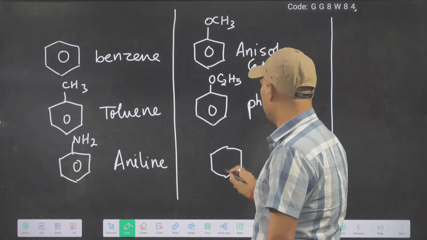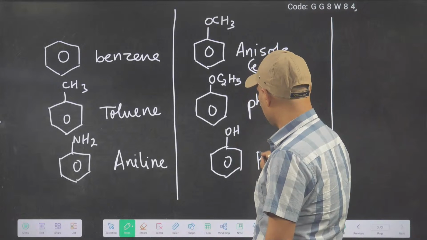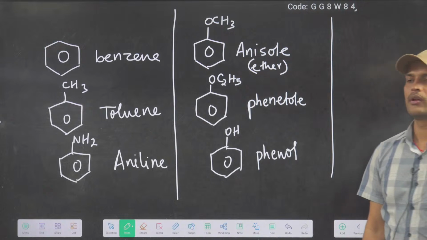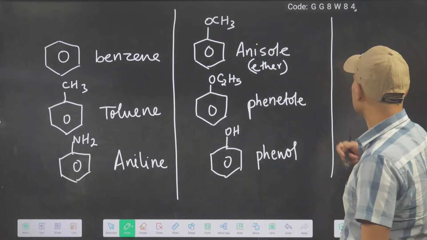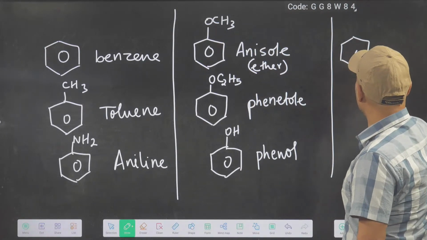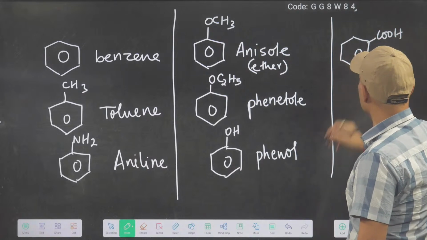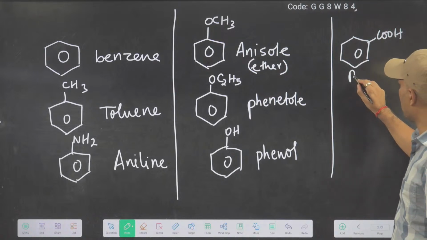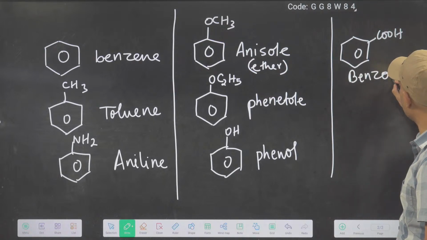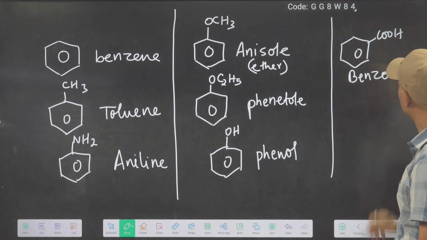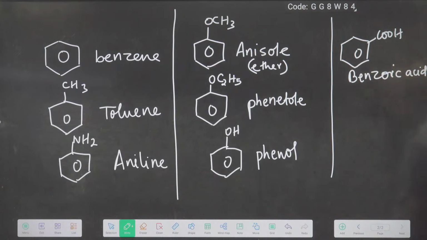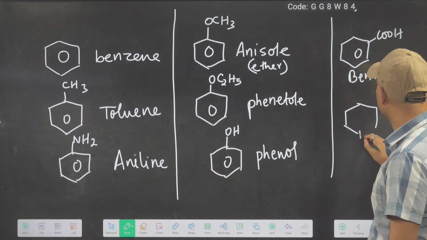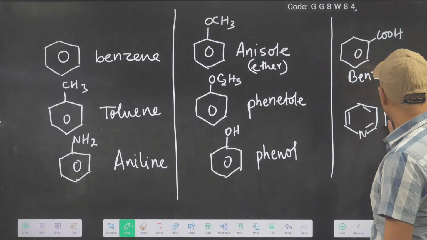Do you know this compound? OH written here. Phenol. Is it okay? One compound I have just told you. I have told you COOH. Two COOH were there, but now I am writing only one COOH. Do you know name of this compound? Benzoic acid. So these are few common compounds which you can remember. Pyridine.